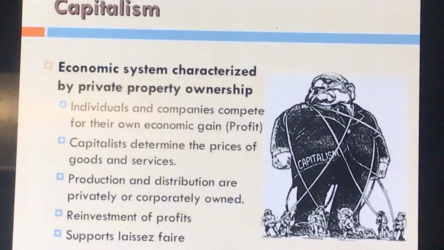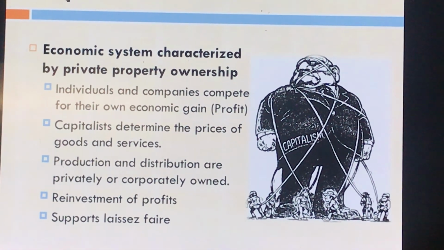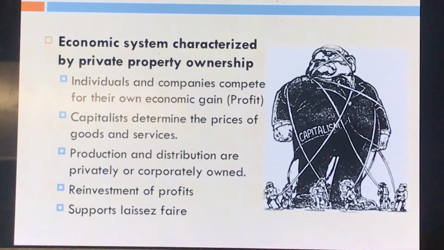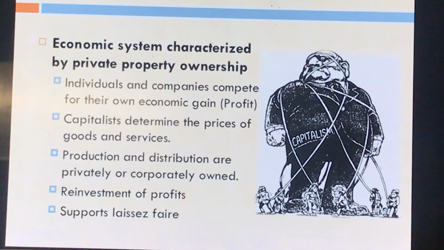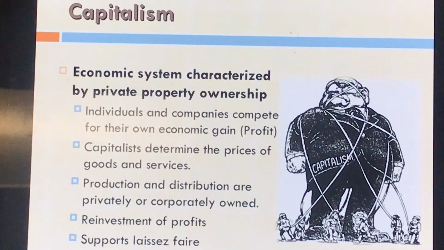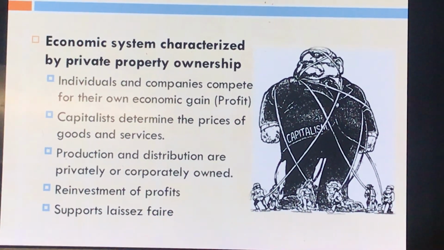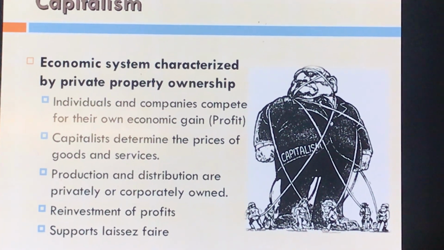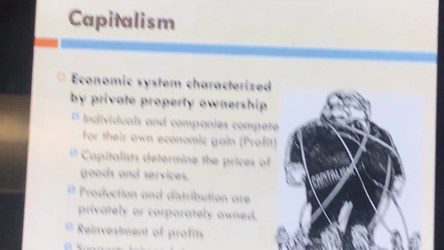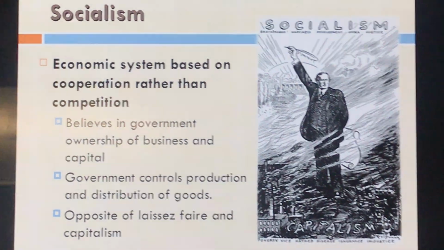The capitalist economic system emphasized private property ownership. It said that individuals and companies would compete for their own economic gain or profit. It said that the factors of production would be held by private individuals or private companies, and that capitalists could determine the prices of goods and services. Production and distribution would be privately or corporately owned. Profits could be reinvested, and it supported a laissez-faire attitude.